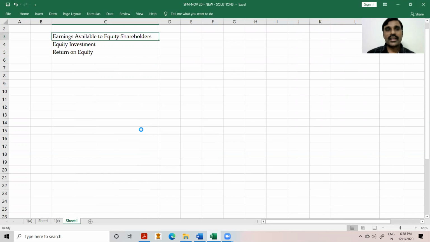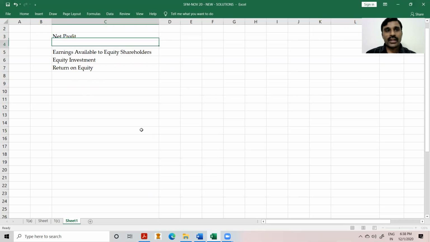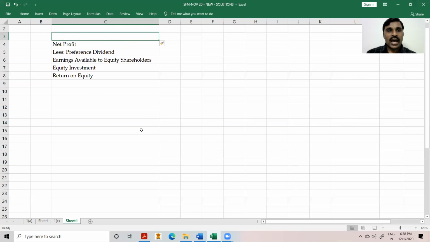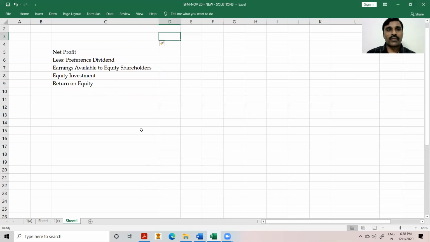Now, how will you get the earnings available to equity shareholders? Very simple. Net profit less preference dividend is equal to earnings available to equity shareholders. So how will I get that net profit? Sales into net profit margin.